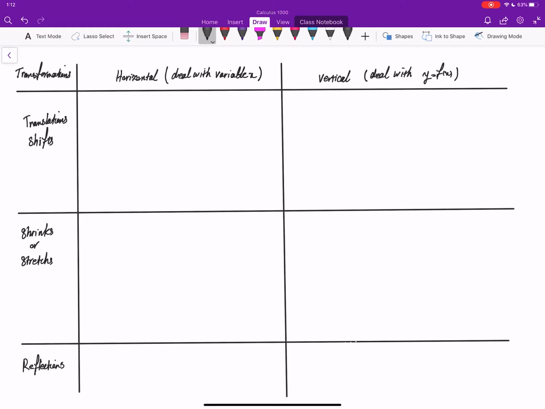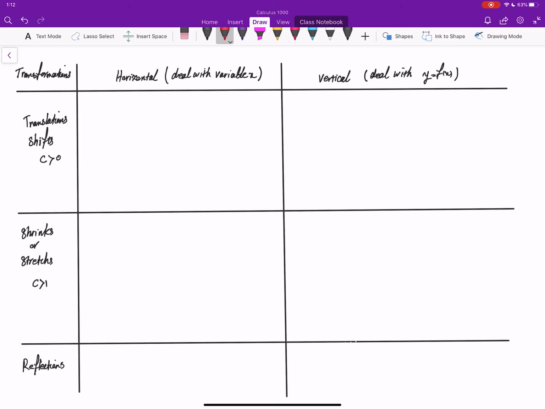For the translations, we need a positive number. For the shrink and stretches, we need a factor, which we take c bigger than 1. And for the reflection, there will be only one possible thing, and you will see how that works. Okay, so everything is ready now.